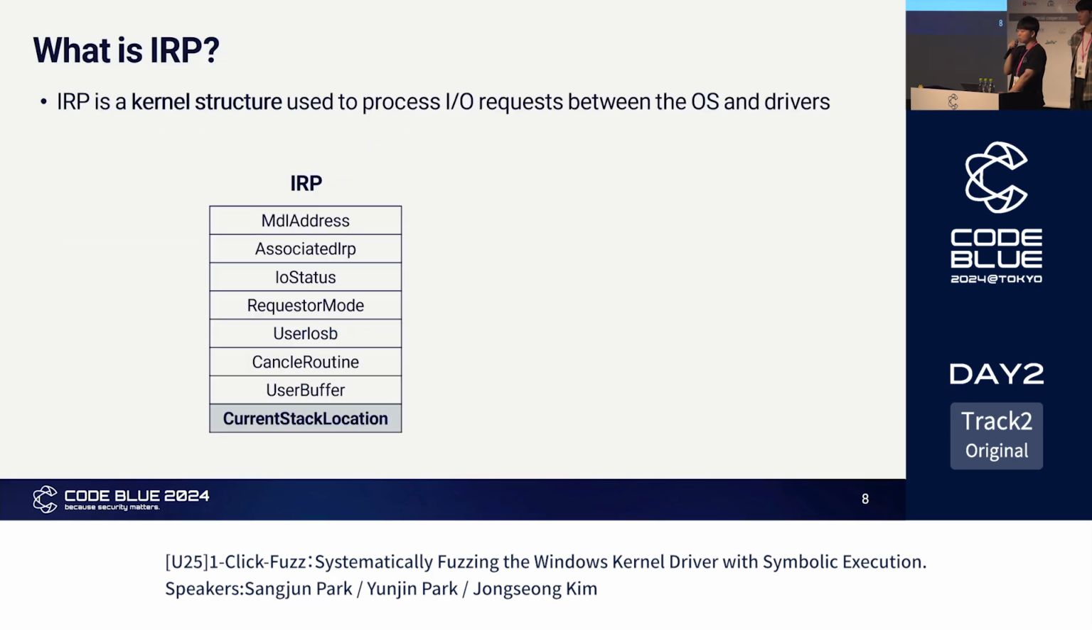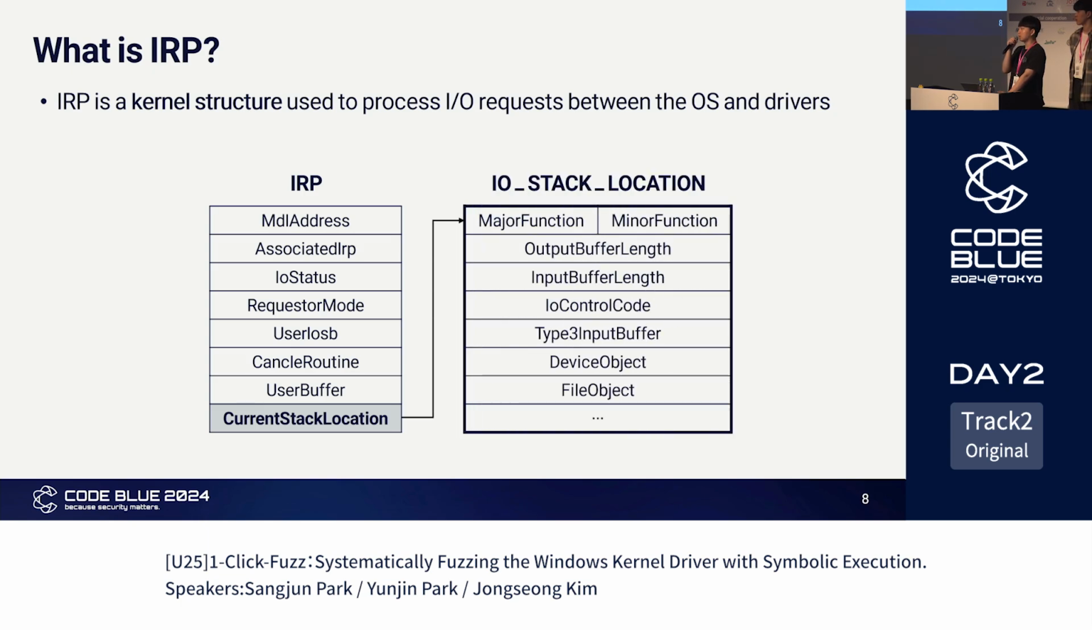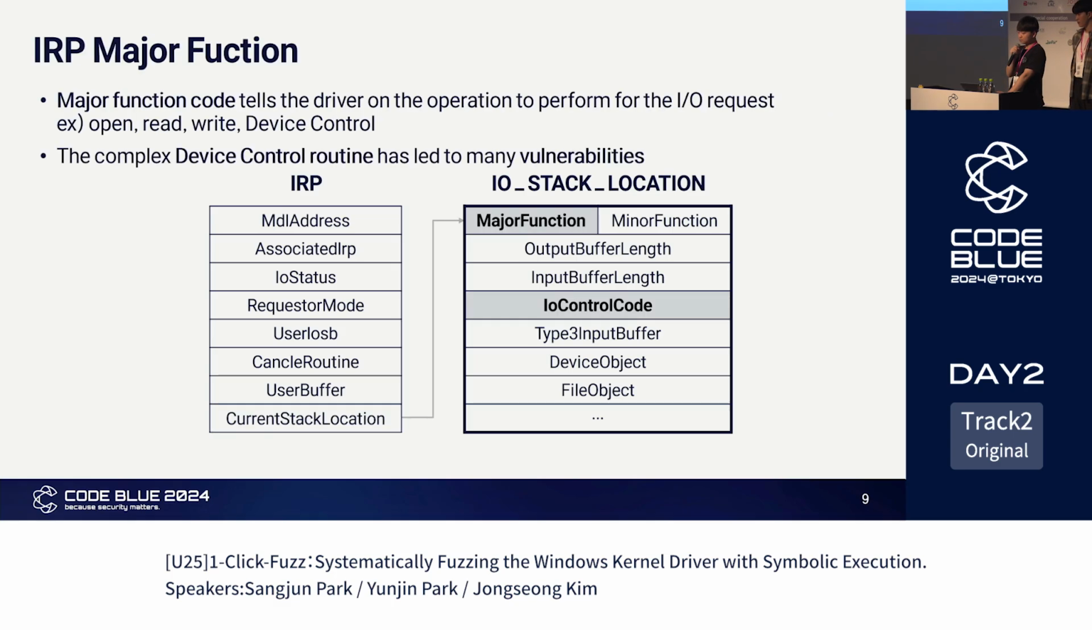So IRP is the most important part in a Windows kernel driver because the driver handles the user request based on the IRP structure. IRP stands for I/O Request Packet and is a kernel mode structure that handles IO requests between Windows and drivers. The IRP looks like the image shown here and contains a pointer to a structure called IO stack location, which represents the IO stack. There are many fields inside both the IRP and IO stack location, but we will not cover all of them. Instead, we will explain which fields we use to build our framework.